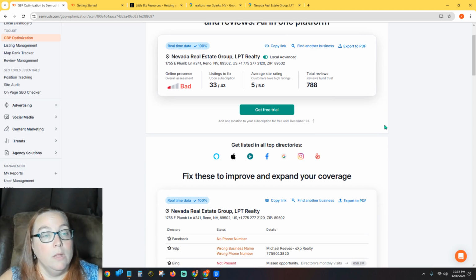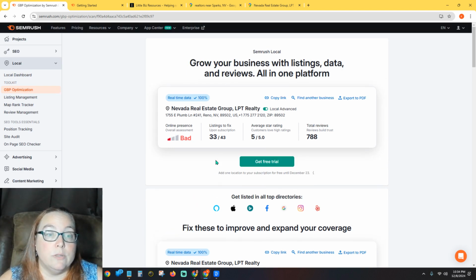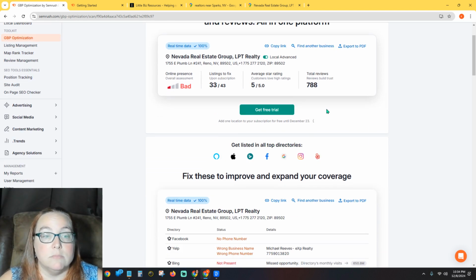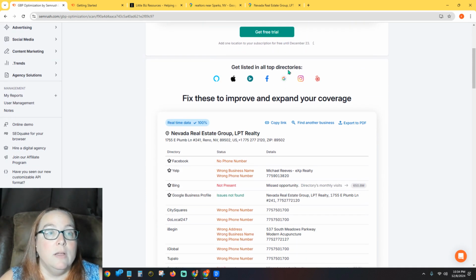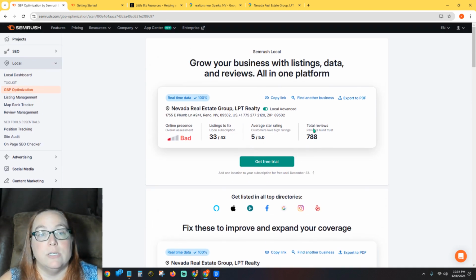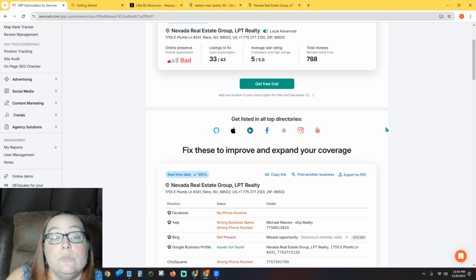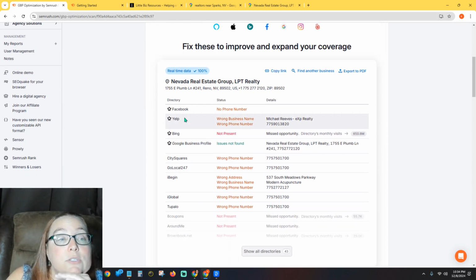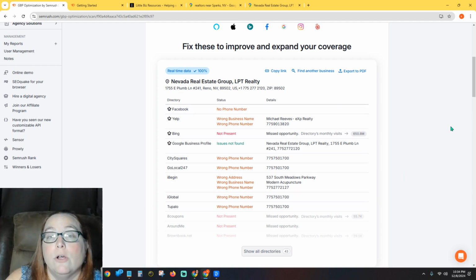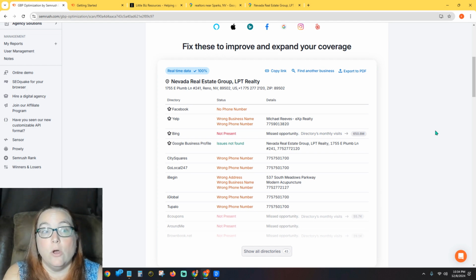That's it. So this one, they want you to get more details and get your free trial of additional stuff. So you can do location information and get the details. Here, get listed in all top directories. This is what they want you to do. They want you to fix your listings. Right here, they're saying Facebook, there's no phone number. Now, this is all part of what they call your NAP, N-A-P, your name, address, phone number. Those should be consistent across all of your citations. That's what they call a lot of these.